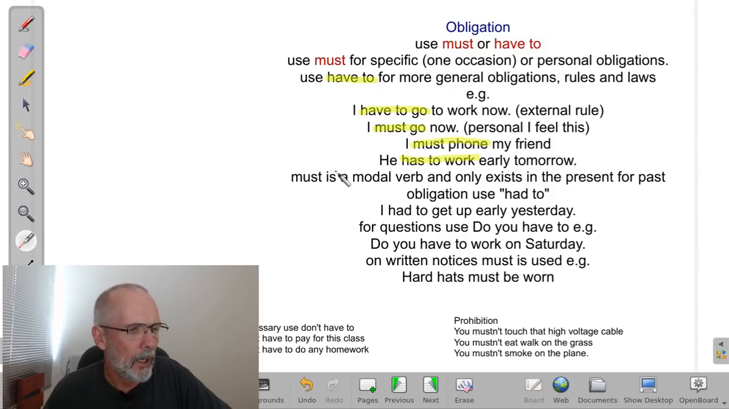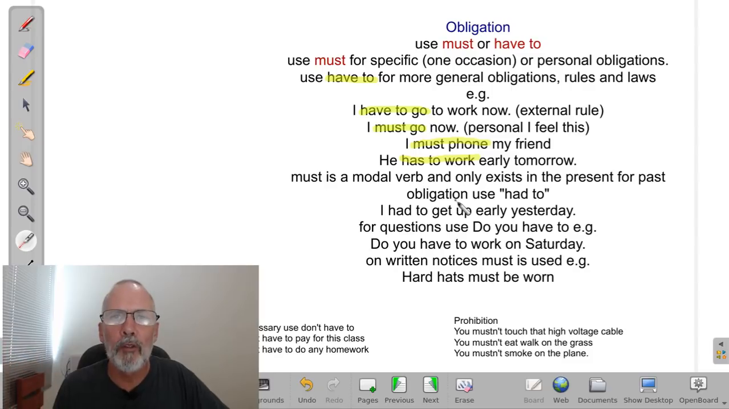Now remember, must is a modal verb, and because it's a modal verb, it only exists in the present. So in any situation, whether it's a personal situation like this one here where we use must in the present, or a specific situation in the past, the past of must is always had to. We don't have a past of must. So if we want to talk about obligation in the past, we have to say, I had to get up early yesterday, irrespective of whether it was an external rule or something personal, because we cannot put must in the past. And actually that applies for all the tenses.